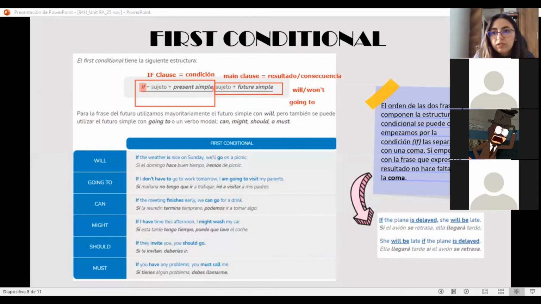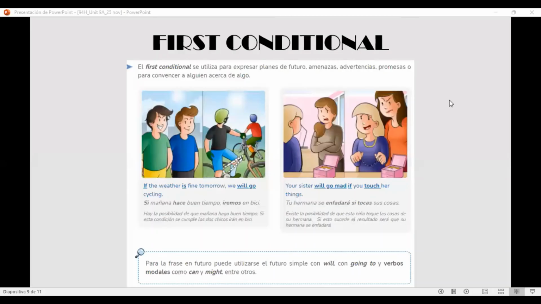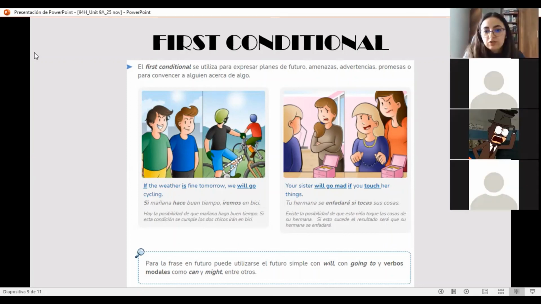Can you help me, Jody, reading the verbs? ¿Cuáles serían los verbos o las formas? Okay. We're going to use the first conditional, as you told me, to talk about the future. All the plans we have, all the promises we make. Sí, en esos casos vamos a ocupar el first conditional.